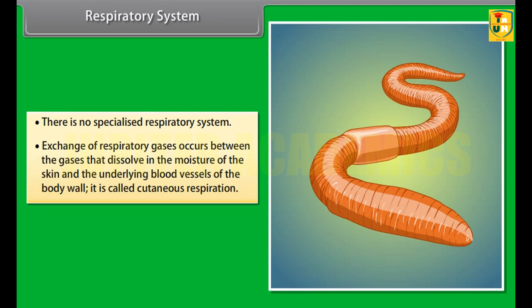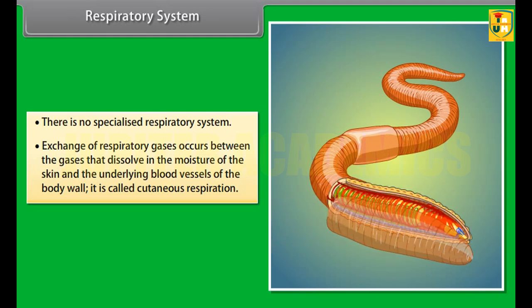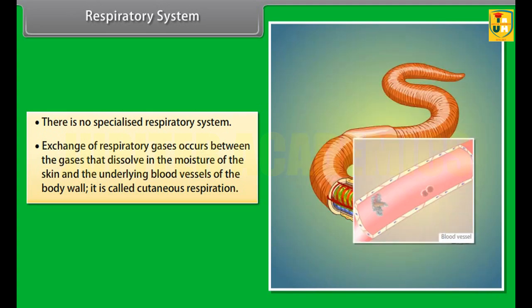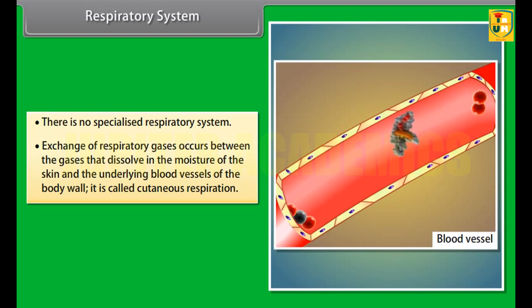Exchange of respiratory gases occurs between the gases that dissolve in the moisture of the skin and the underlying blood vessel of the body wall. It is called cutaneous respiration.